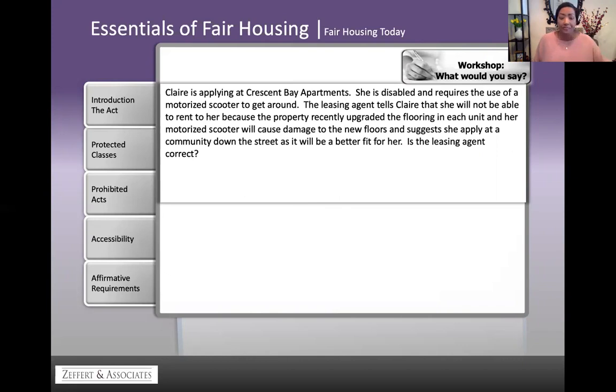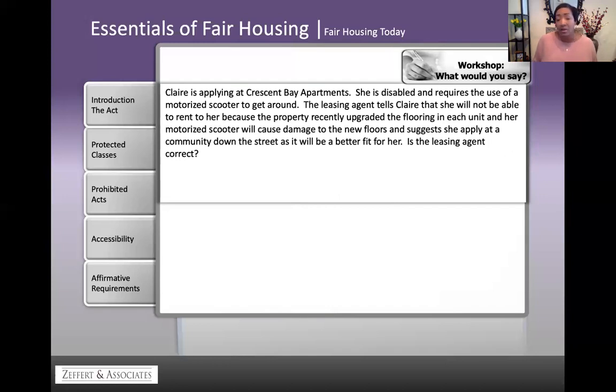Very first one. It says Claire is applying at Crescent Bay Apartments. Now she is disabled and requires the use of a motorized scooter to get around. The leasing agent tells Claire that she will not be able to rent to her because the property recently upgraded the flooring in each unit, and her motorized scooter will cause damage to the new floors, and suggests she apply at a community down the street as it will be a better fit for her. Is the leasing agent correct?